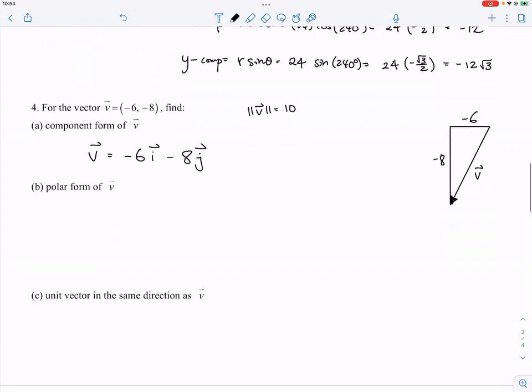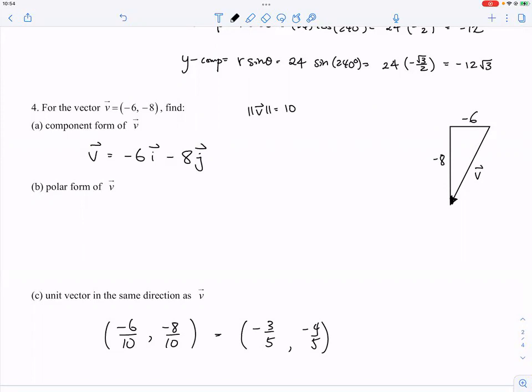Okay, now let me go ahead and finish the unit vector as well, because the unit vector is also very straightforward since we know our magnitude, which is 10. So, we need to simplify it. So we have negative 3/5 over negative 4/5. But now let's go back to the polar form.